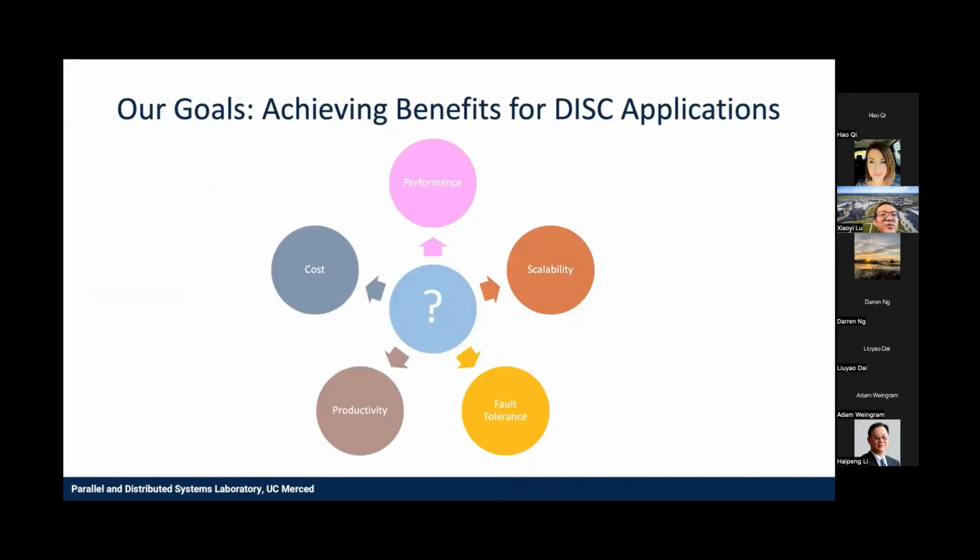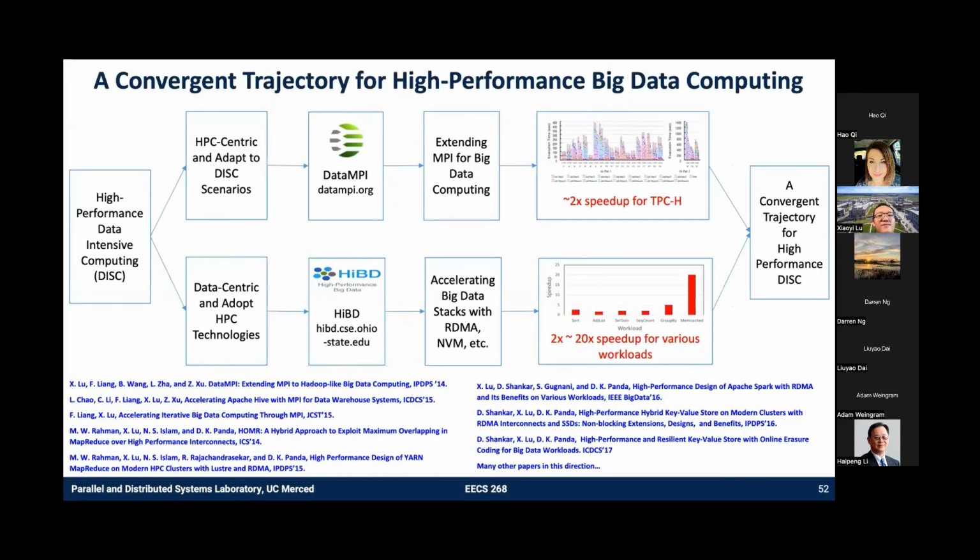Our goal is that we want to achieve benefits for the end applications from different angles: performance, scalability, productivity, cost, and fault tolerance. In my experience, I did two different kinds of work, which represent two different methodologies. One is called HPC-centric, but adapted to the big data scenarios. This is the open source project called DataMPI. This is one of my PhD thesis works.